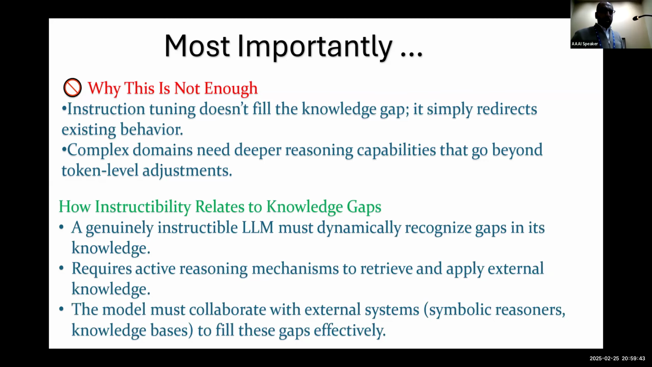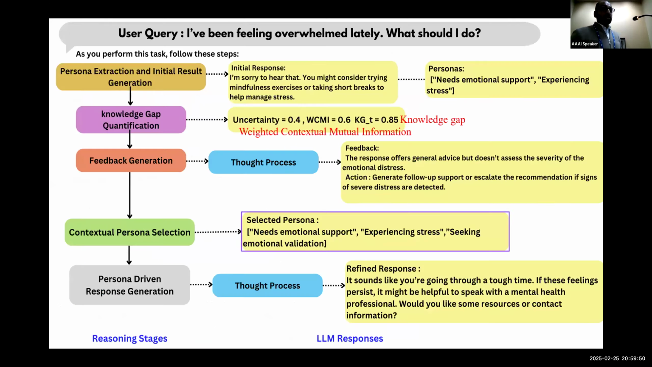So let's talk about this with a very simple example of how this behavior works in practice. This is a very interesting example that we started looking at. I started with a query: I have been feeling overwhelmed today, what should I be doing? We started by looking at the first behavior, persona extraction from this model. When the model is able to extract the persona, it is a good sign that at least it understands some part of the input query.